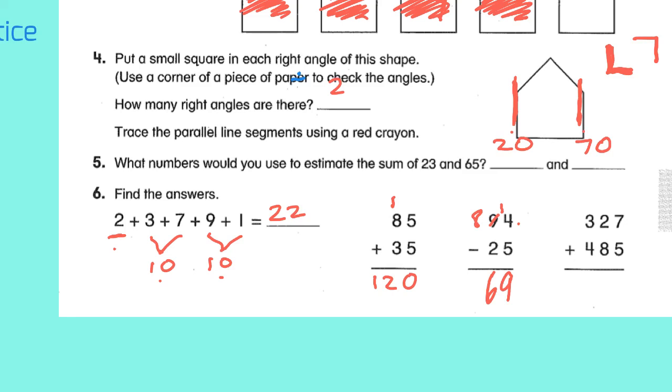For the last one, we've got a 3-digit addition problem. So we have 7 plus 5, which equals 12. We put our 2 down here, and we carry that 1 up top. So we've got 3 plus 8 equals 11. So we're going to put one of the ones there and one of the ones on top of the 3. So now we have 4 plus 4, which equals 8. So the answer is 812.